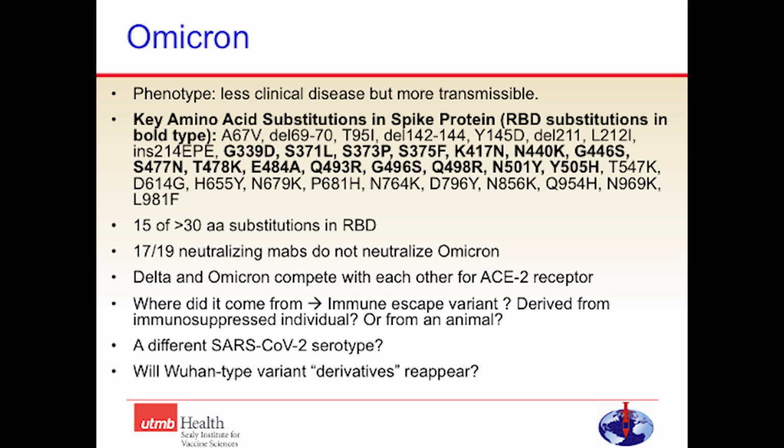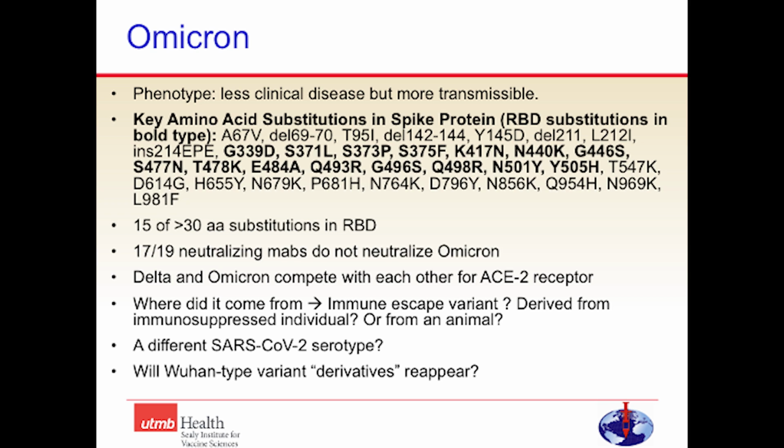The phenotype of Omicron is less clinical disease, but far more transmissible. The key amino acid substitutions are all over the place, particularly in the receptor binding domain. 15 of the 30 amino acid substitutions in the spike are in the RBD. And rather disappointingly for vaccines, there were 19 neutralizing monoclonals prepared against the Wuhan virus, and 17 don't neutralize Omicron. Yet Delta and Omicron compete with each other for the ACE2 receptor. I was very surprised at this. I did not predict it. I thought with so many amino acid differences, they would not compete. But they do compete for the same receptor, despite all those amino acid substitutions.